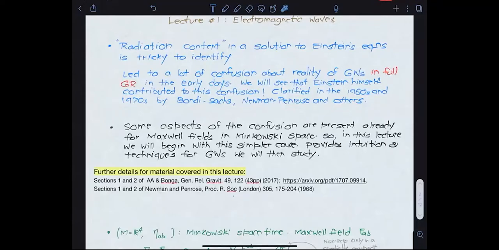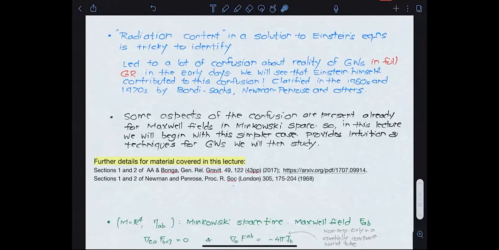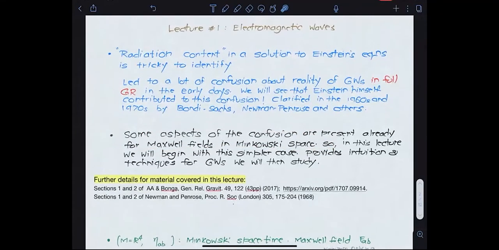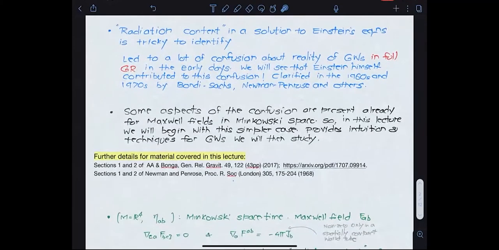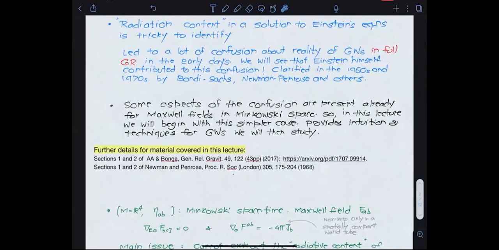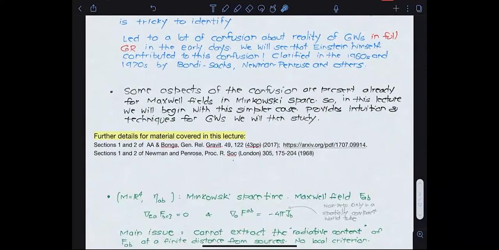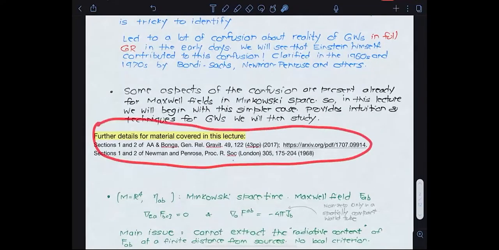And some aspects of the confusion are present already for the Maxwell fields in Minkowski space. And so in this lecture, I want to begin with this simple case of electromagnetic waves. I think you all know about electromagnetic waves, so I hope this will be a good bridge between what you know and what we're going to learn that is new. This discussion will provide intuition and techniques for gravitational waves, which we'll then study. And again, I repeated here the references that I had given before.